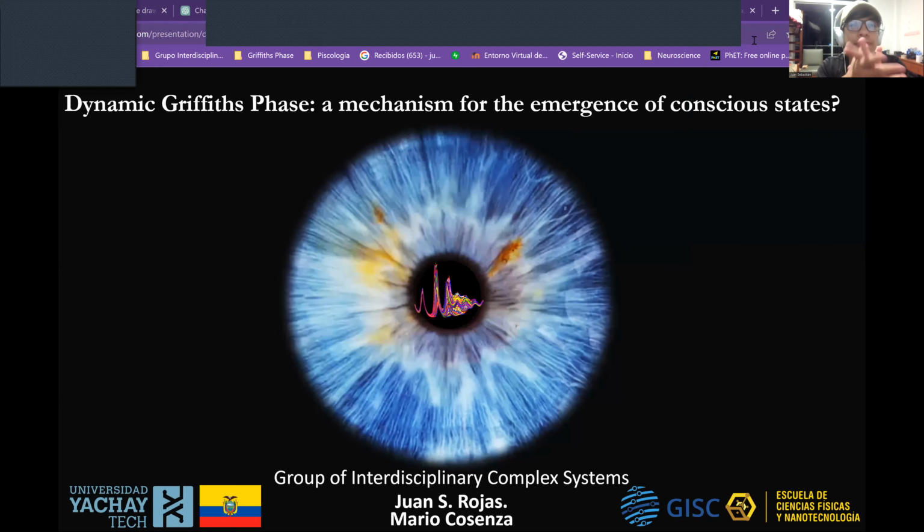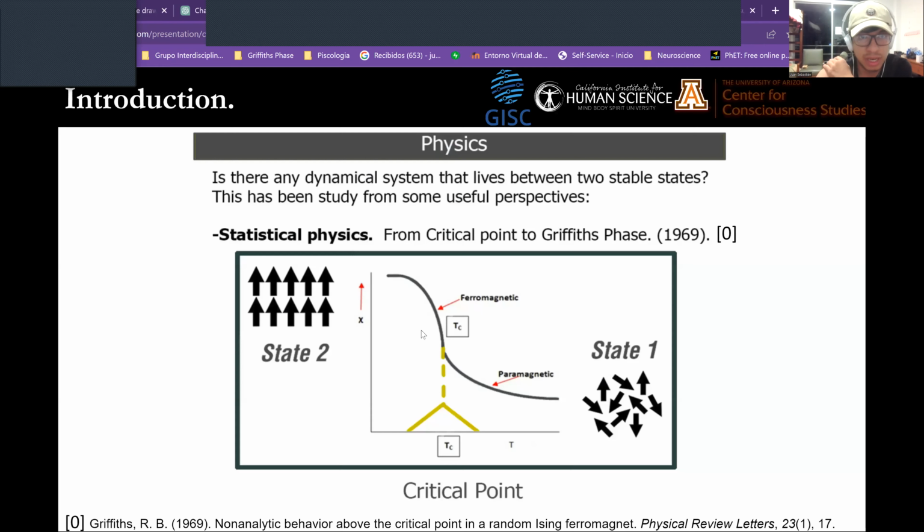Good afternoon, everyone. I have the pleasure to talk about the dynamic Griffiths phase, a mechanism for emergence of conscious states. This is my group of investigation. This group came from Yachay Tech in Ecuador. Okay, so have you ever thought why nature has so many stable states?